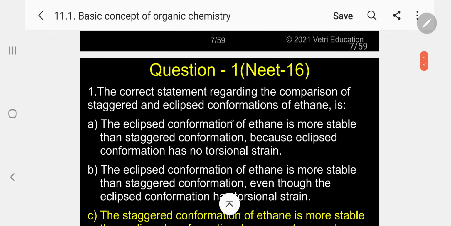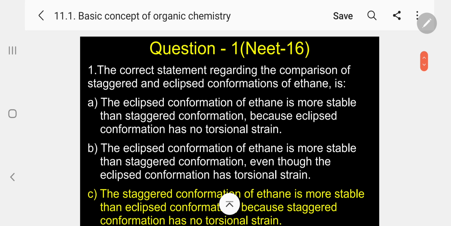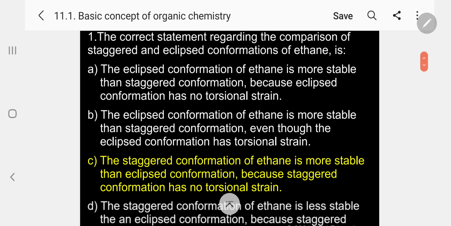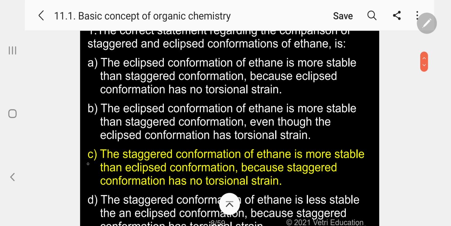Now we will come to the correct answer. Kindly follow. The correct answer is C. The staggered conformation of ethane is more stable, as I pointed out already, than eclipse conformation, because staggered conformation has no torsional strain. Each hydrogen atom is far away, so repulsion will be less, that is, torsional strain will be less. That's why staggered is more stable.